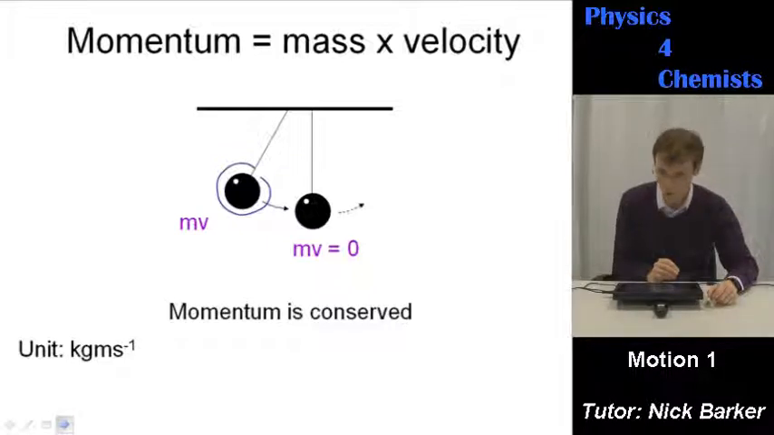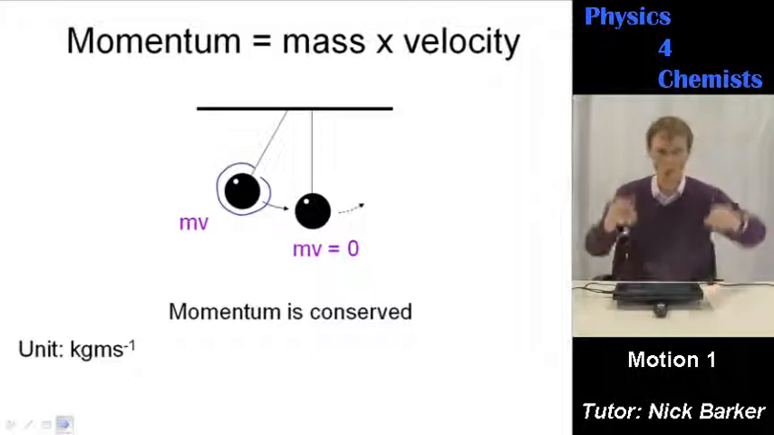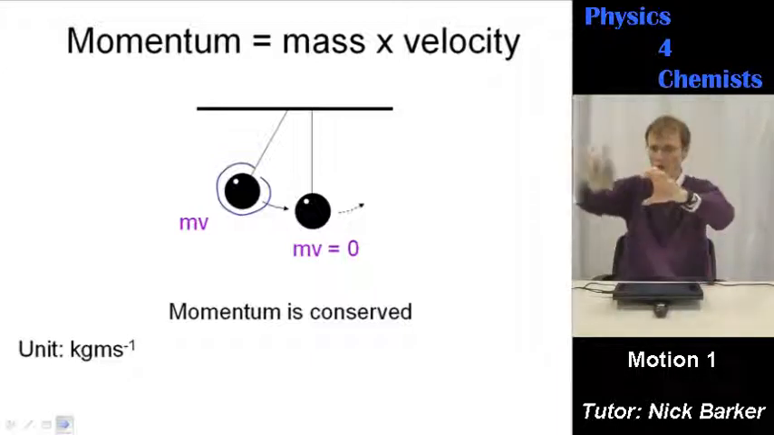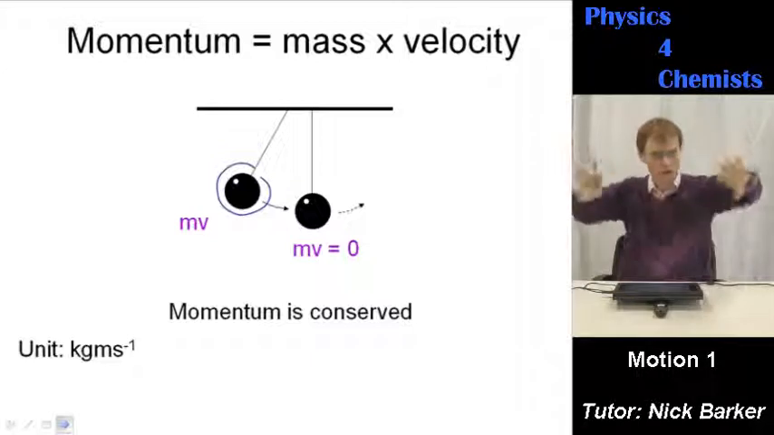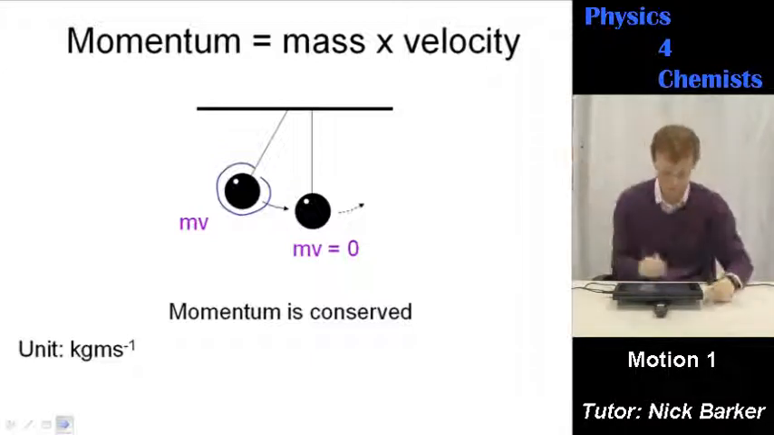Momentum is conserved, a really, really important principle in physics. And so all of the momentum has to be transferred from one of the little ball bearings into the other. And so one will come to a rest and the other one flies off with the same speed.